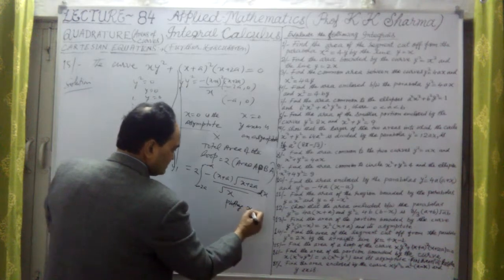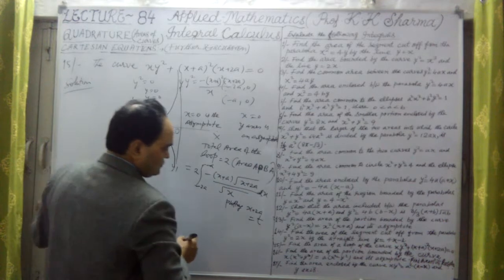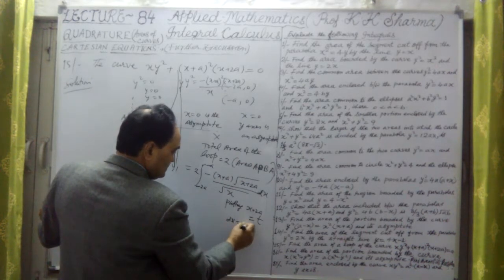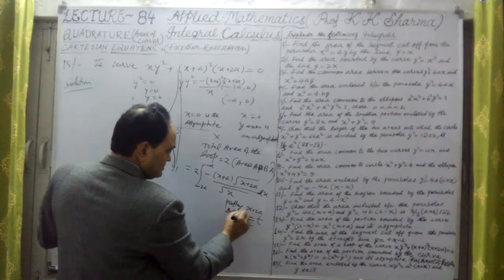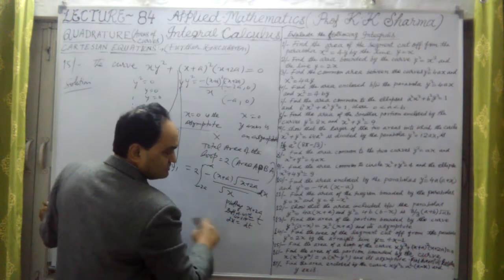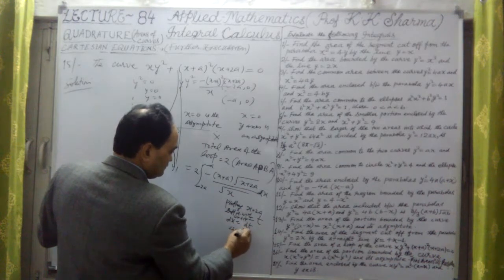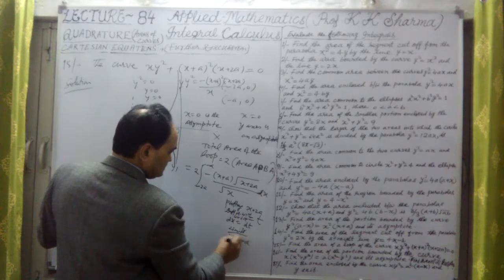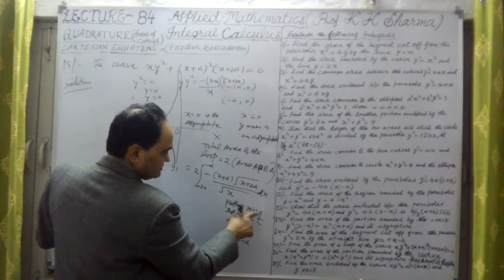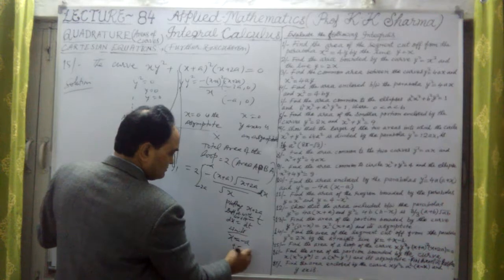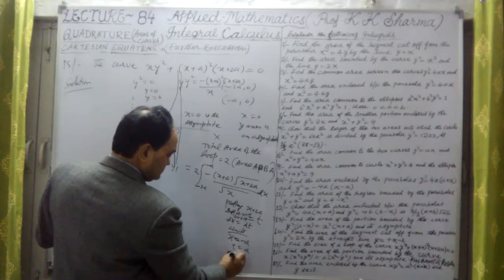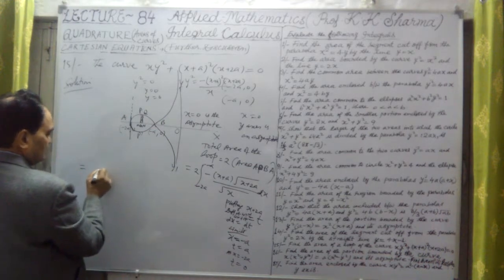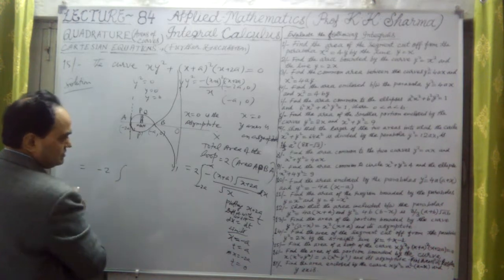let us substitute something. Putting x plus 2a equal to t, differentiating with respect to t, we get dx equal to dt. Okay, limits, let me find out the limits also. At x equal to minus a, the upper limit, it will give us t equal to a only, because minus a plus 2a is a. And at x equal to minus 2a, t equal to 0, because minus 2a plus 2a is 0. So the limits are these. Let me take the minus sign and the 2 outside, and here it is.